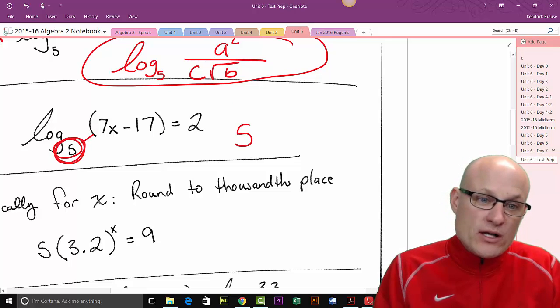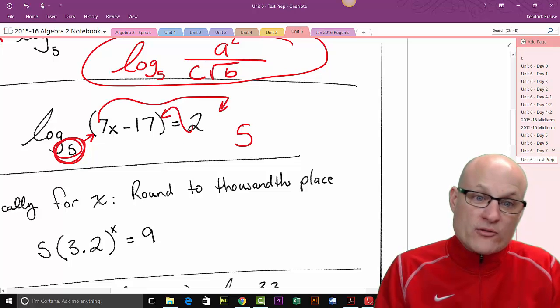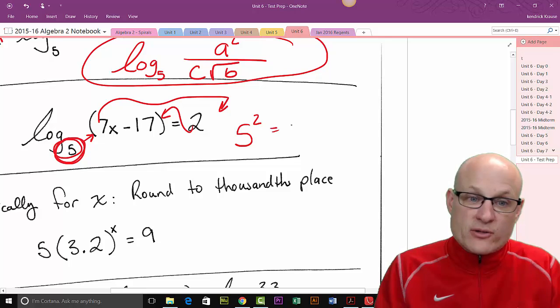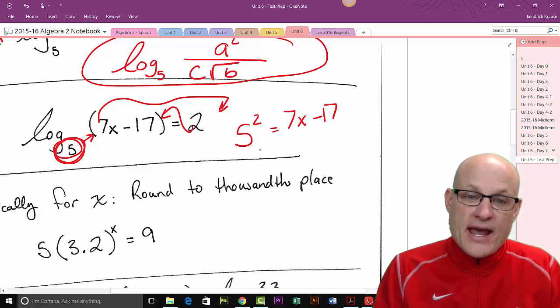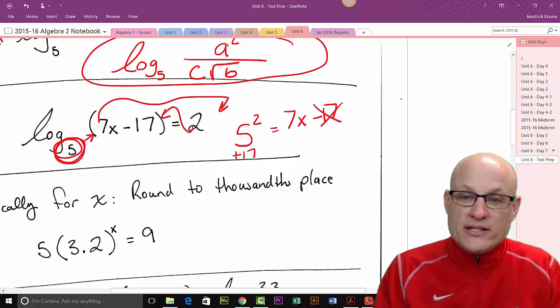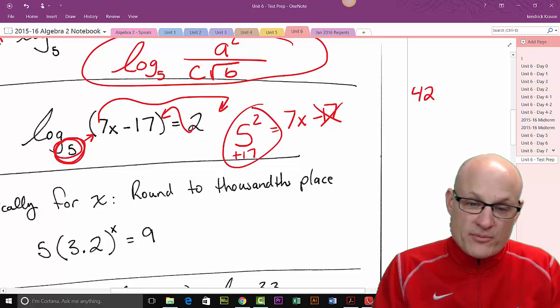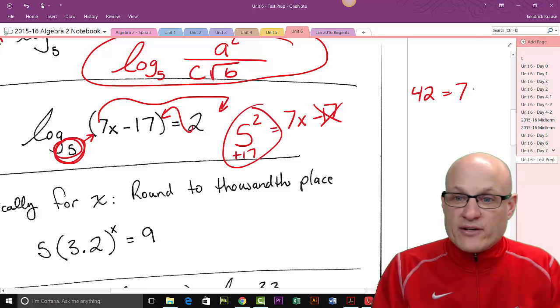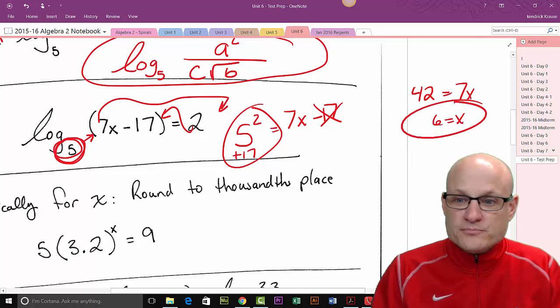Now, this was the exponent. This thing's now going to go over here, and this thing comes over here. They switch. So 5 squared is equal to 7x minus 17. Add the 17 over. Of course, that's 25 plus 17. So I get 42. That's 25 plus 17 equals 7x. So x equals 6. Ka-ching.